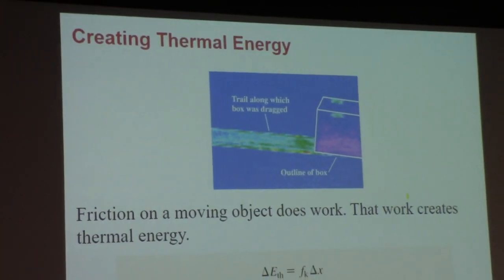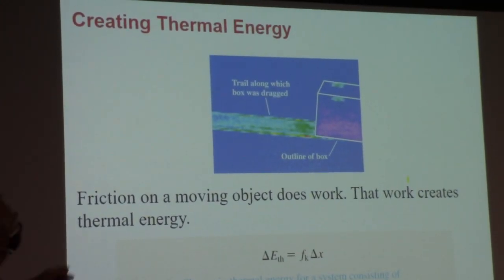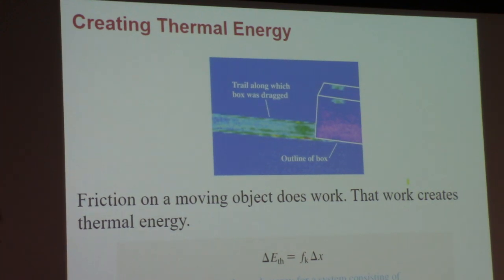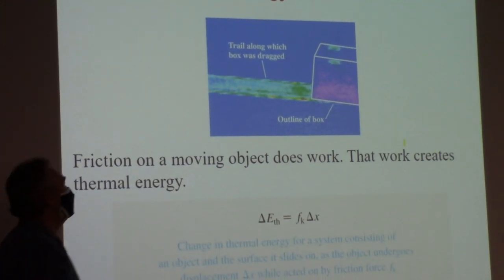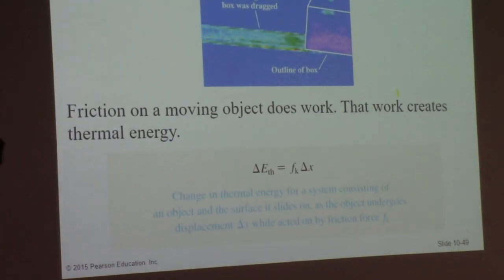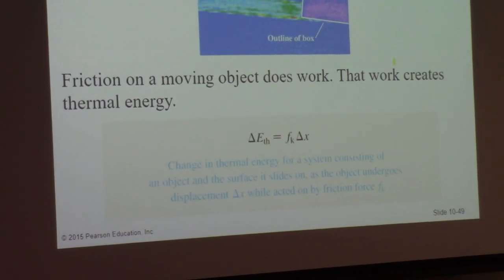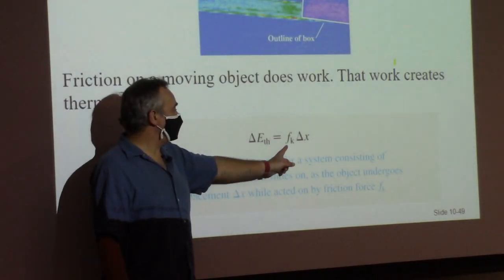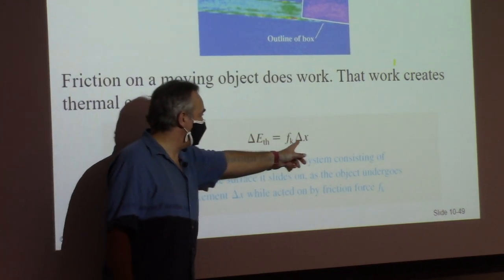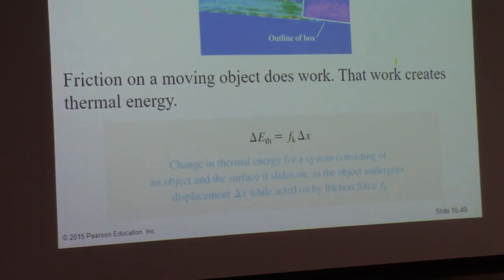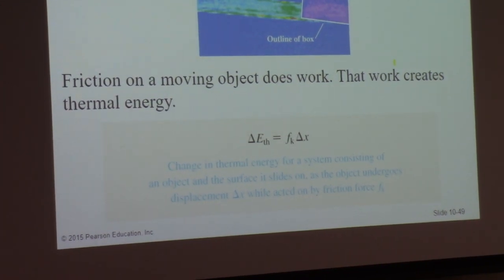Okay, so here's a box being moved across some surface. Friction on a moving object does work. The work creates thermal energy. You probably couldn't feel something moving across the table, but if you took a picture with a camera that looks for energy, you could actually see it that way. If you take the kinetic frictional force and multiply it by the distance, that's what thermal energy is. We'll come back to that when we do the thermal energy chapter, chapter 12. But in this sense, it's just the work done by friction.